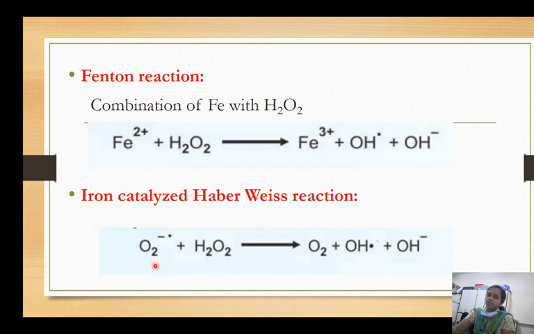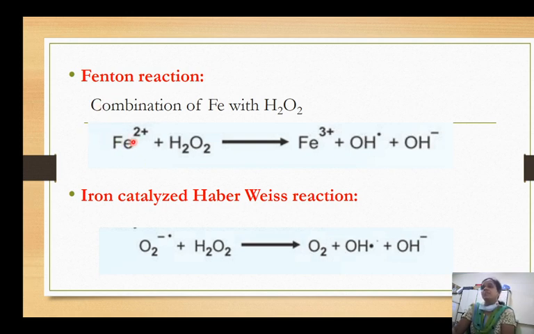In the Haber-Weiss reaction, the superoxide will combine with hydrogen peroxide to form OH minus and hydroxyl free radicals. It will combine with H2O2. This reaction is called the Haber-Weiss reaction. It is catalyzed by iron, but in the Fenton reaction, iron itself is involved.